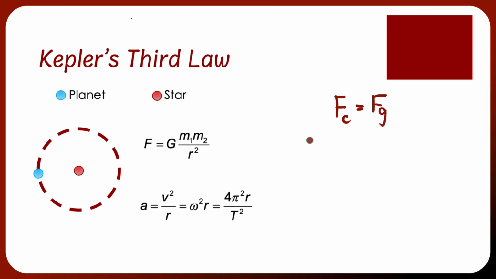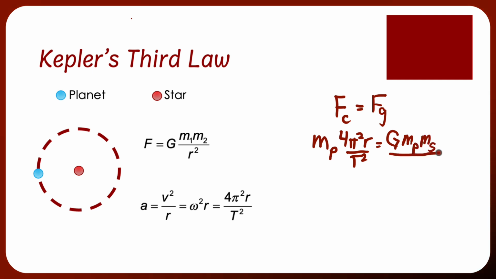Let me put in some information. Mass, remember this is going to be the mass of the planet. I'm just going to put a little p there. And I'm going to use this version of the acceleration, 4 pi squared r over t squared. And that's going to equal big G, mass of the planet, mass of the star, all over r squared. And r then will be the average distance between the planet and the star, or the Earth and the Sun, whatever we're using.